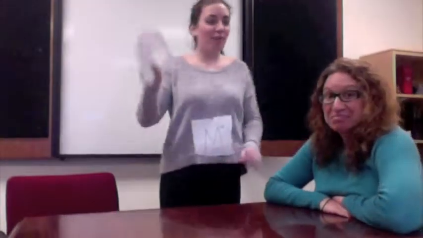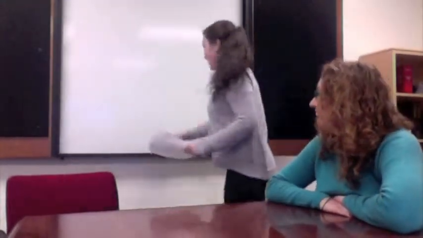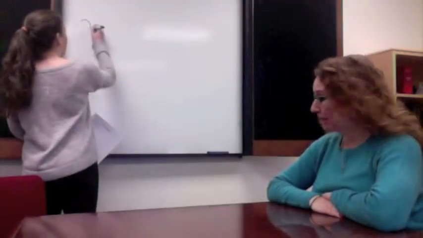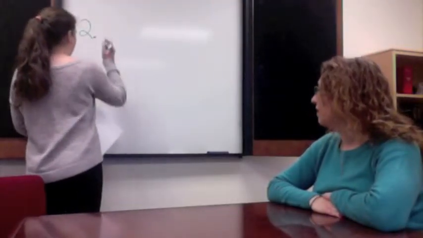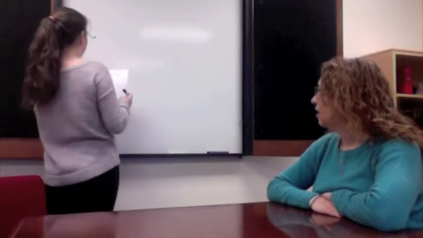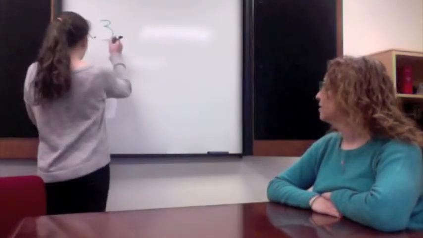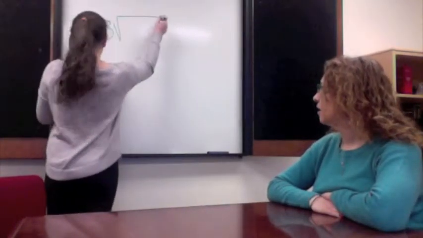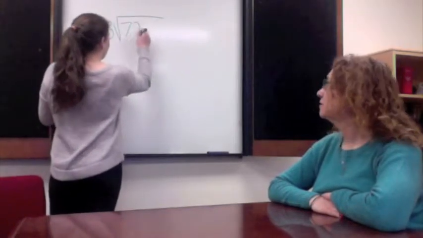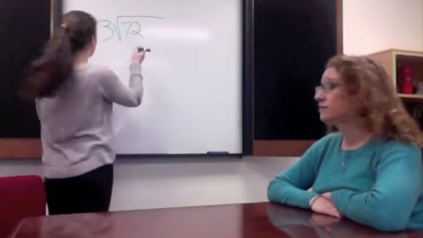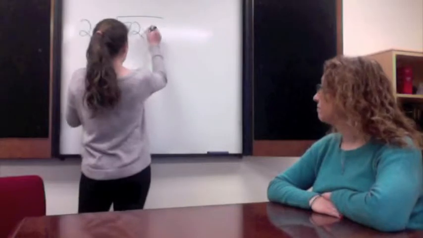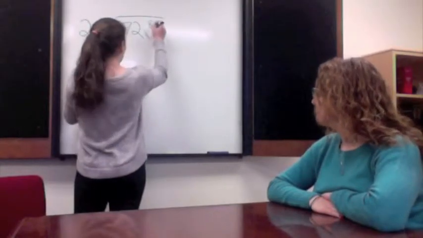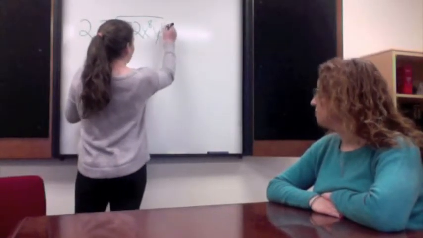I'm here to help you. We're going to simplify radicals. Yay. For the second problem, we're going to do 3 radical 72 x to the 8th, y to the 11th.